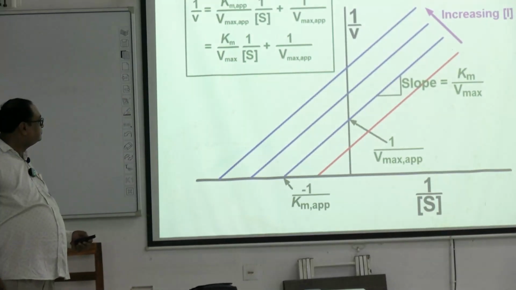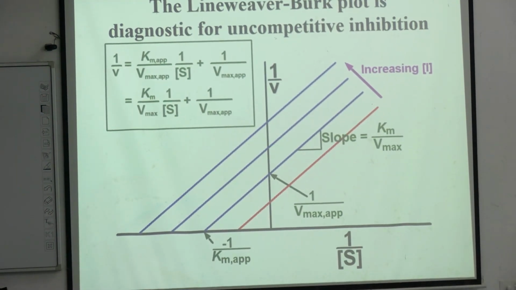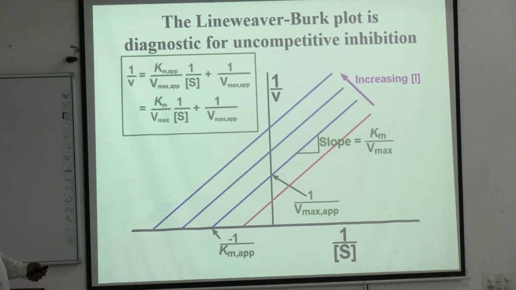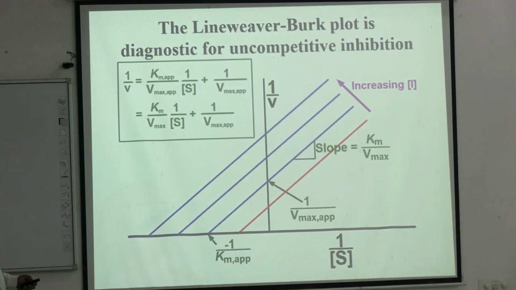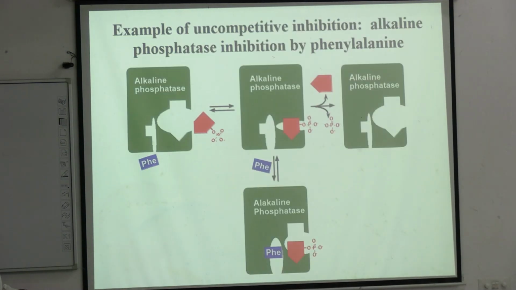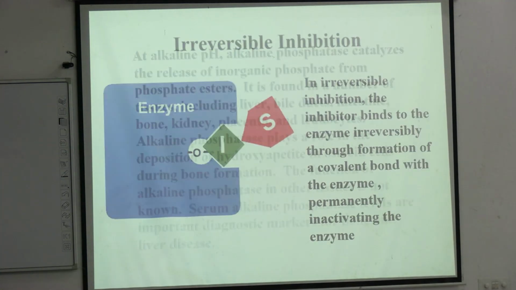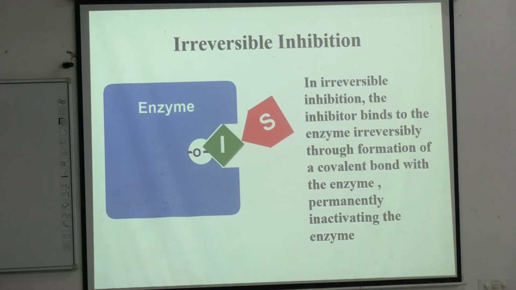Both Km and Vmax change. Simple. This mathematics is very difficult thing, isn't it? Mathematics is very difficult.